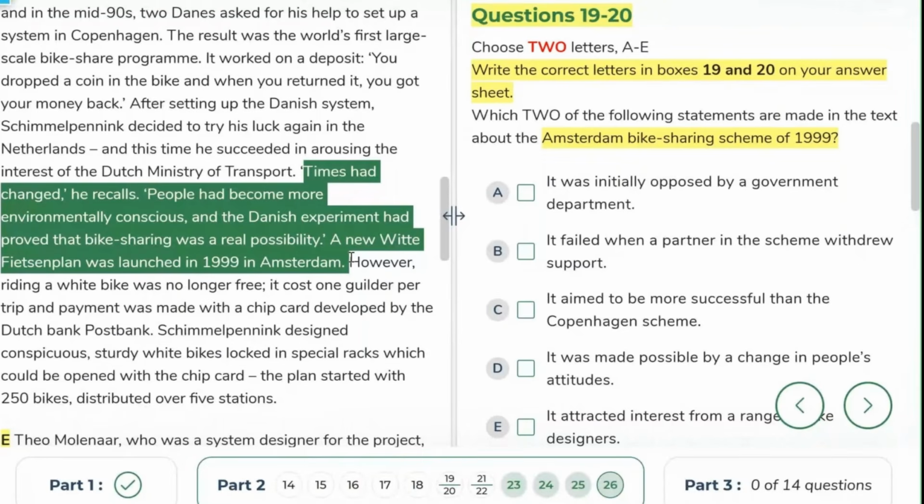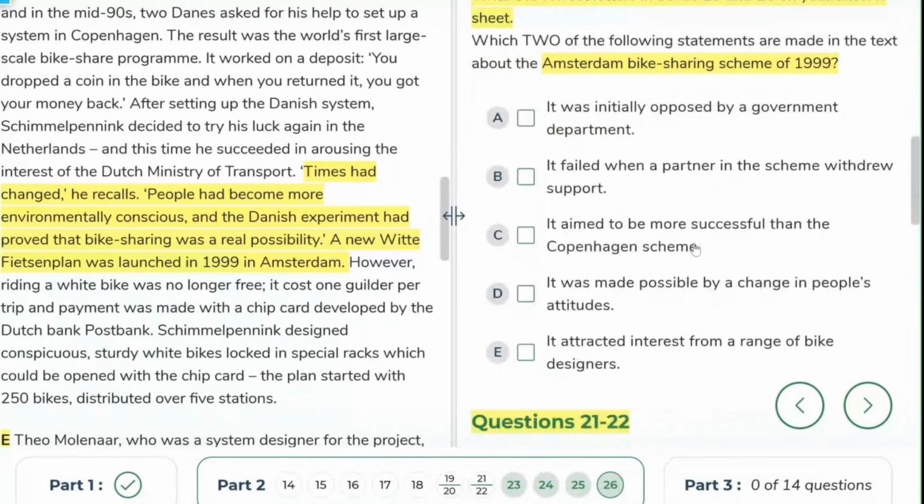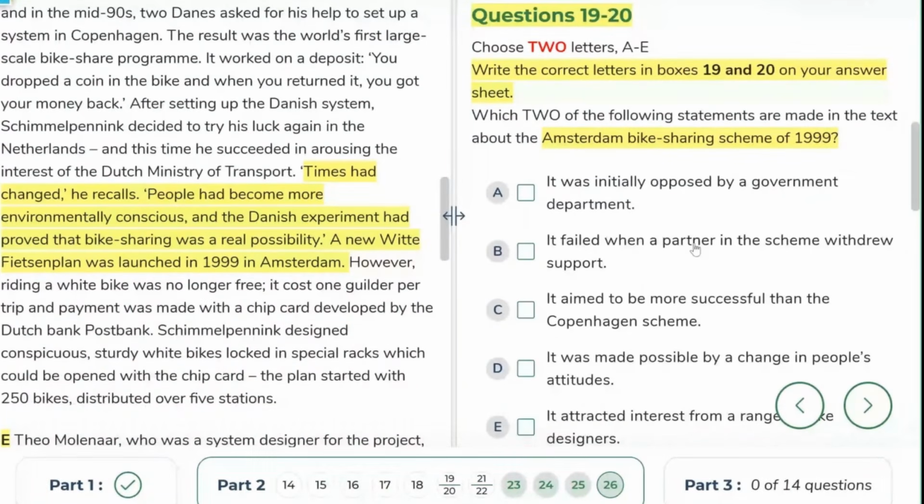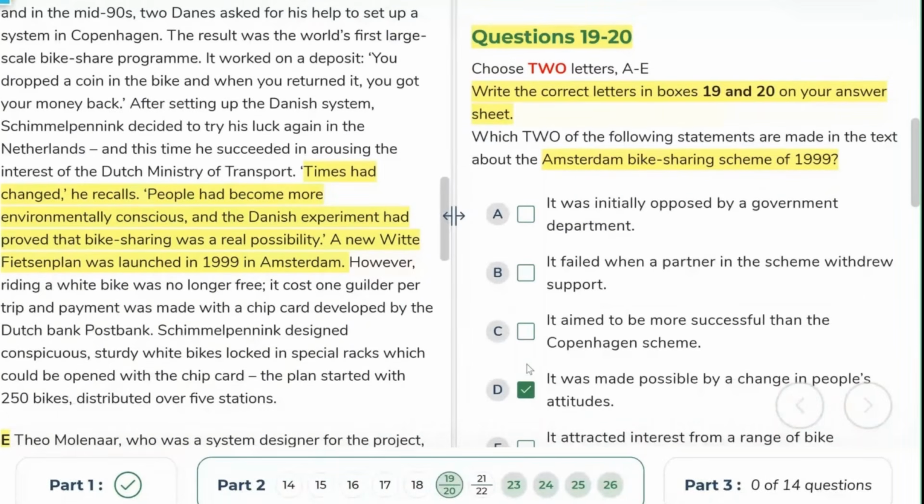So now please tell me which option matches with that. People had become more environmentally conscious. It means people's attitude had changed about it. So people had become more environmentally conscious means people's attitude had changed. So the first correct answer is option D: it was made possible by a change in people's attitude. One answer is this. Now we go on and we see what the other answer is.